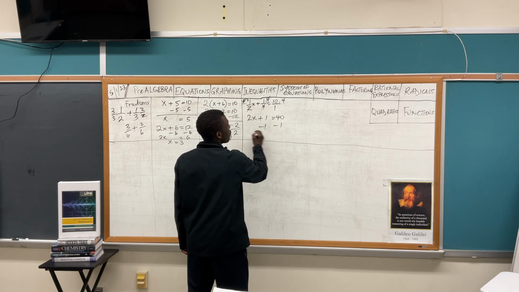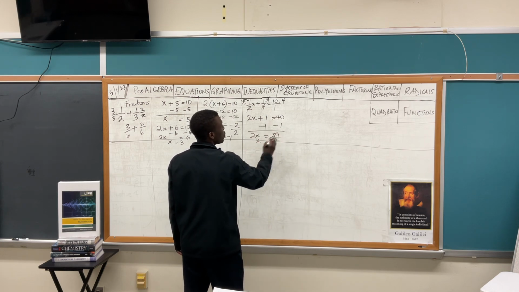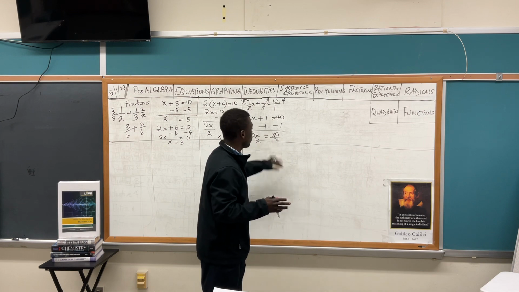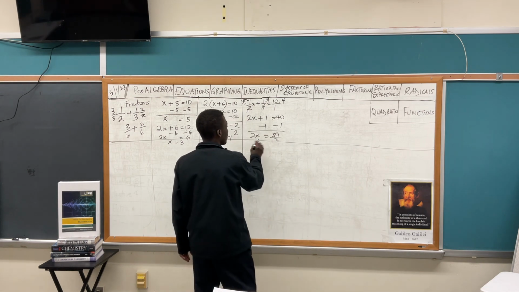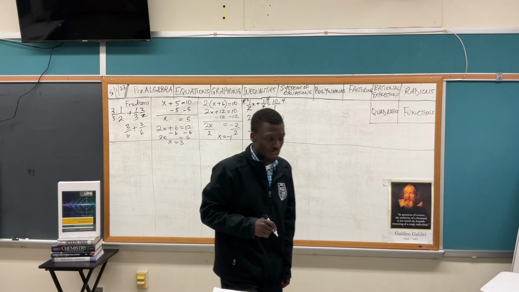We subtract 1 from both sides. 2x is equal to 39. x is equal to 39 over 2. And basically, the way I would recommend is just leaving it, instead of trying to make it into a mixed number, I would just leave it as x is equal to 39 over 2. And that's how we solve an equation involving fractions.